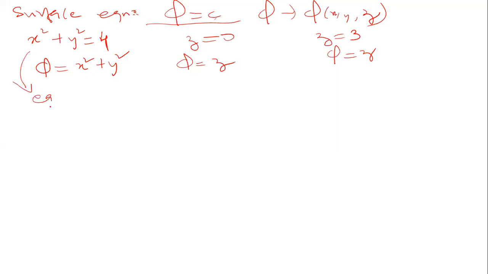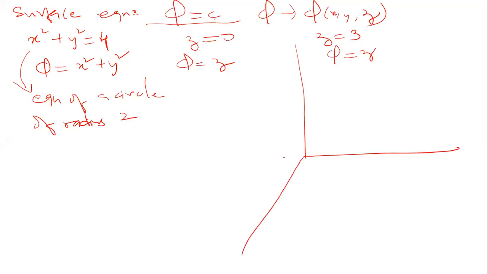This is an equation of a circle, right? An equation of a circle of radius 2. Now, if we consider this as a surface, the circle is on the xy plane because x and y coordinates are here. So this will represent a circle on the xy plane, something like this, a circle of radius 2.